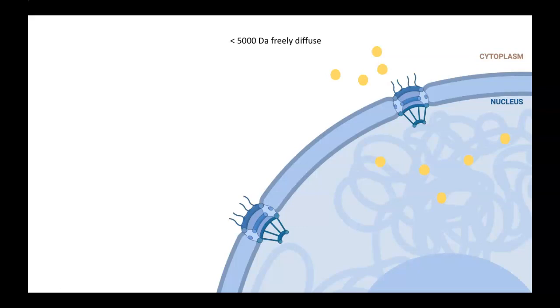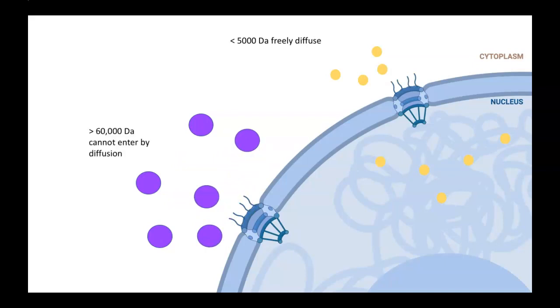Can all molecules move through the pore? No, they can't. We know this because if you take a larger dye molecule, like these here, they won't pass through. And the absolute limit seems to be about 60,000 Daltons. A molecule that's bigger than 60 kD cannot enter the nucleus from the cytoplasm by diffusion.